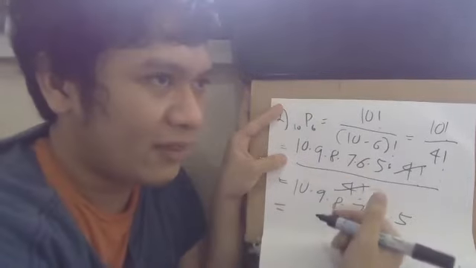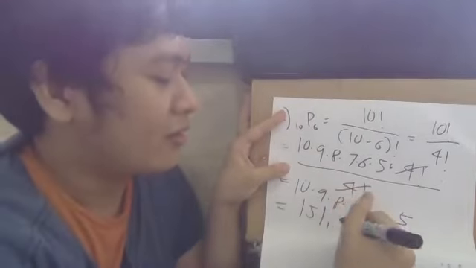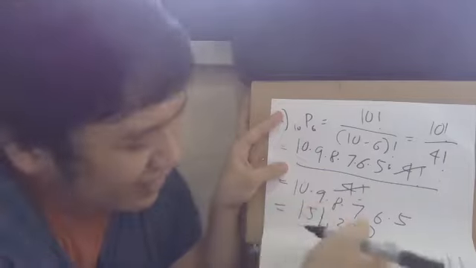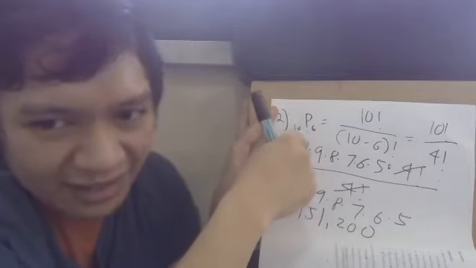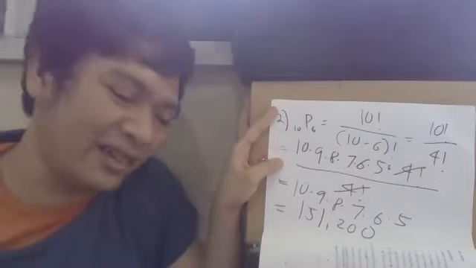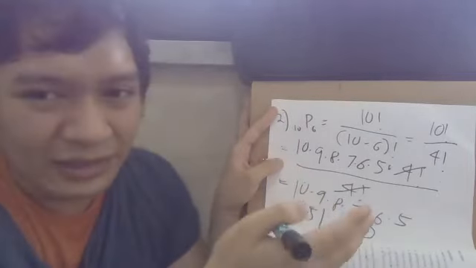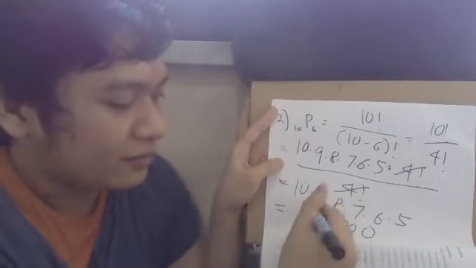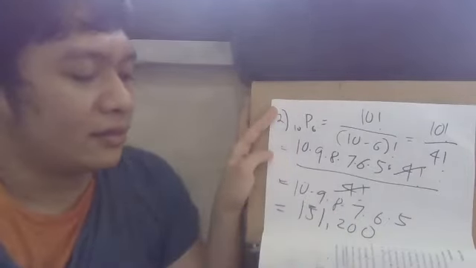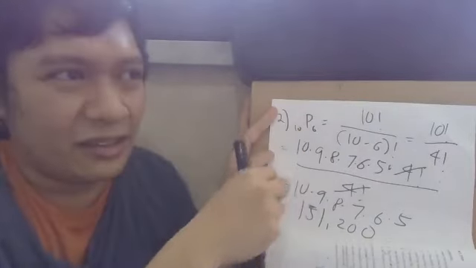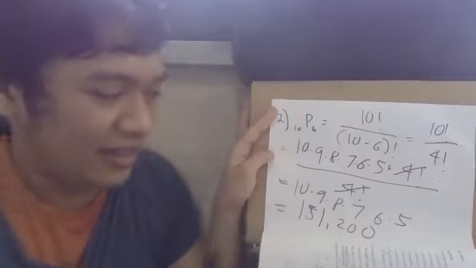Alright, so 5,040 times 30 is 151,200. That's the number of permutations of 10 objects taken 6 at a time, or the number of permutations of 6 objects taken from 10 objects. Of course, the restrictions still apply. The objects are distinct, and you cannot repeat any objects that you have chosen.